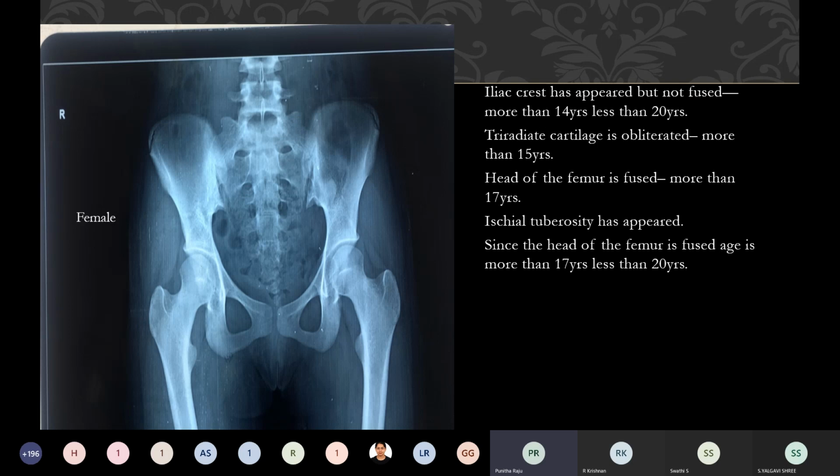Even this is very clear. Here you can see the iliac crest. There is a clear demarcation between the iliac crest and the ilium. You can see a clear demarcation at the edges, okay, not on the top. Just see the edges, where there is a small gap between the iliac crest and the ilium. So the iliac crest has appeared, and even the triradiate cartilage has appeared and fused, and the head of the femur is fused completely.